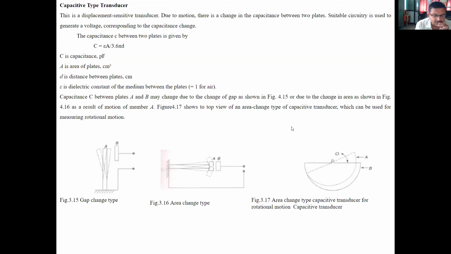Now next is the capacitive type of transducer. See that these three different configurations are there. This is maybe the object, this is the capacitor. We can consider that this object is considered as A, another capacitor is considered as B.